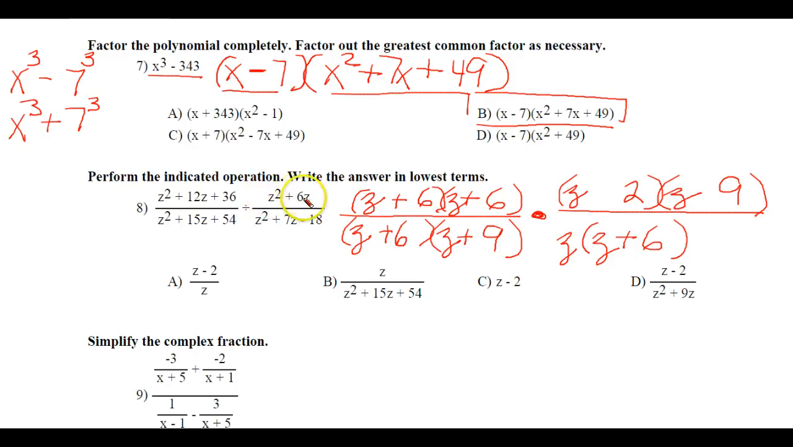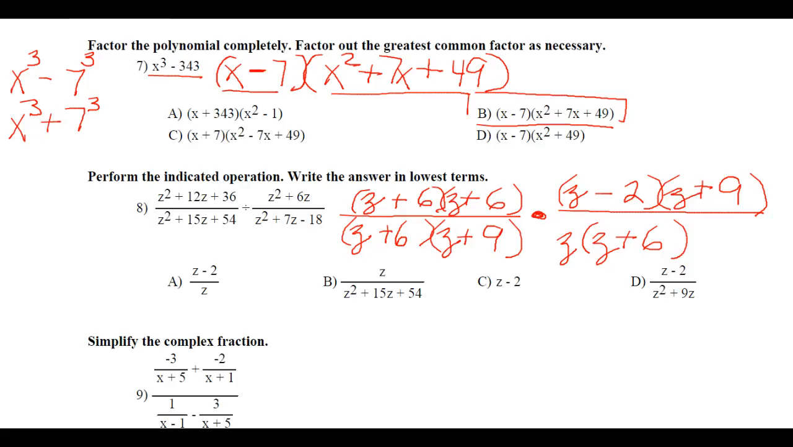Now remember, this one I put down at the bottom. I'm factoring out a z, and I get z plus 6. Now this one's a little tricky because there's a negative sign there. So we want factors of 18 that have a difference of 7. And that would be a 2 and a 9. Now our middle term here is positive, so our 9 will be positive, and our 2 will be negative.